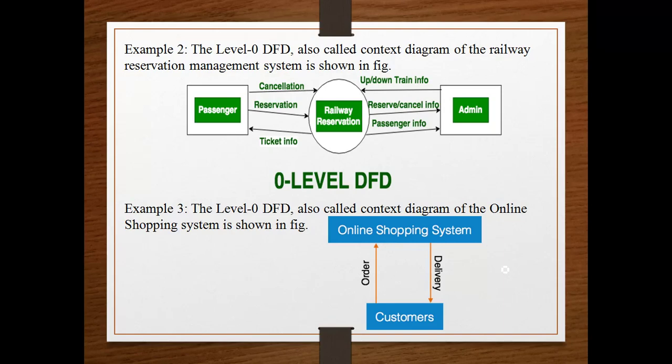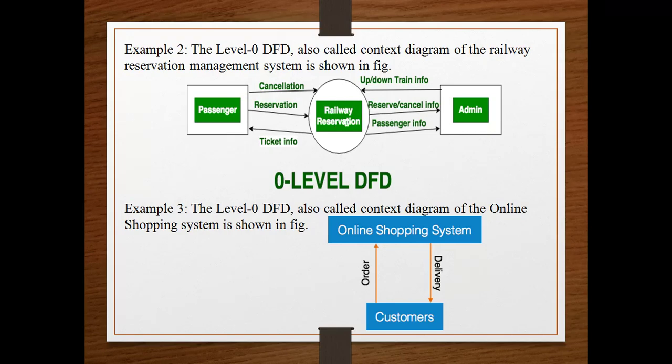Now I have only two entities in it. One is the passenger, the other is the admin. And what is the process? Railway reservation. So what will I do? Either I will reserve a ticket or I will cancel the ticket. The railway reservation process is going to provide me ticket information, whether it is a cancellation or a reservation.